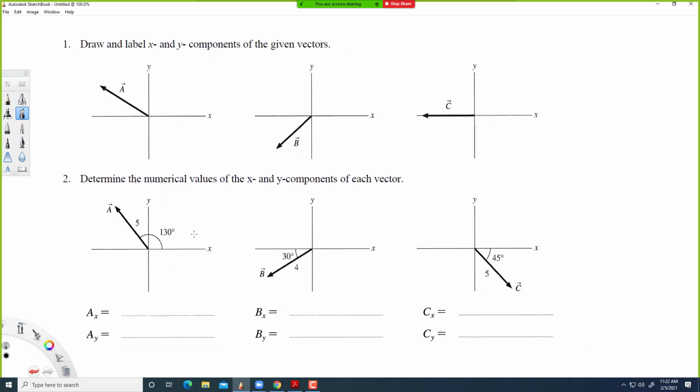Okay, so on the first one, it's asking you to draw x and y components of the given vector. So pretty straightforward. You project the vector on x and y direction or x and y axis, and that will be your x component. So project this on x axis. You don't need to write the arrow here. Just show that this is ax, and then you can use either this one or this one as ay.